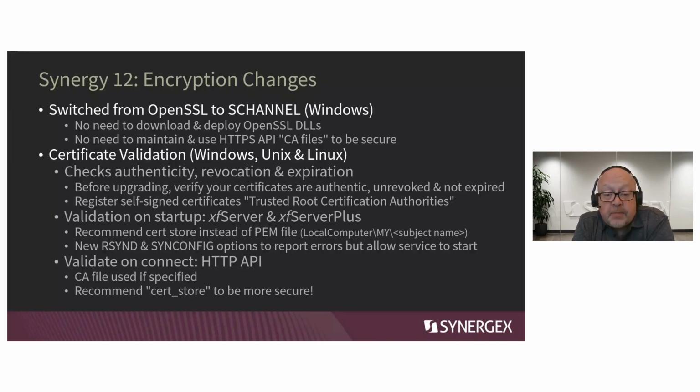However, there are some optional changes that you might want to consider making to your code or procedures to reduce the overhead required to manage certificates and CA files going forward. The first change that you might want to consider relates to configuring XF Server or XF Server Plus to use encrypted connections. Previously, there were two ways to do this, using the rsynd utility's -cert command line option, or using the enable encryption and certificate file fields in the service configuration dialogues of the Synergy configuration program.